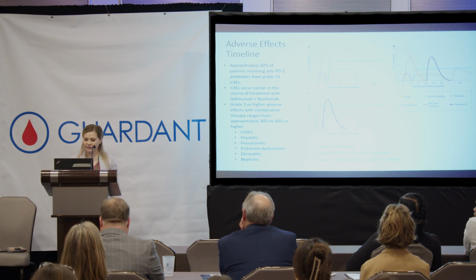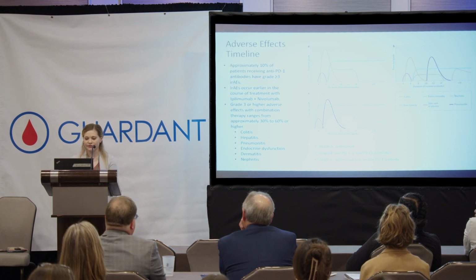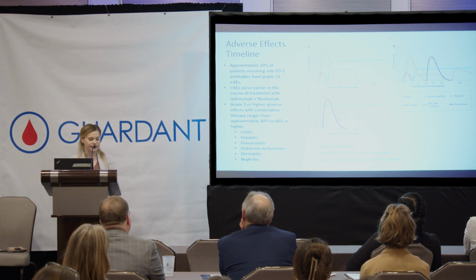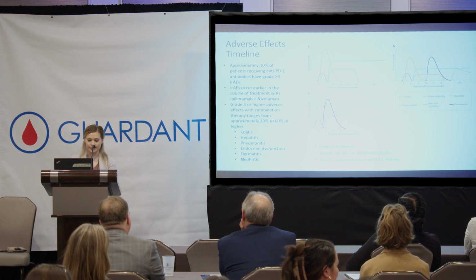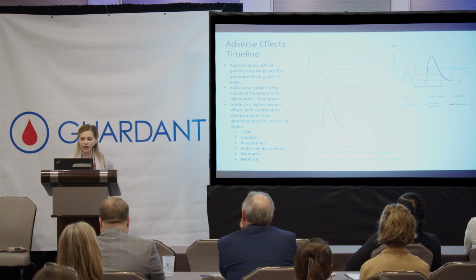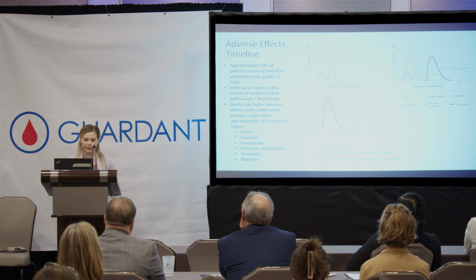If you look at the graphs, you can see variable timelines for these adverse events depending on the immune checkpoint inhibitors that are given. Graph A shows ipilimumab alone. Graph B is anti-PD-1 or anti-PD-L1 antibodies. And graph C is ipilimumab plus an anti-PD-1 antibody, so combination therapy. Immune-related adverse events in patients receiving combination therapy do have an earlier onset than those seen in monotherapy.